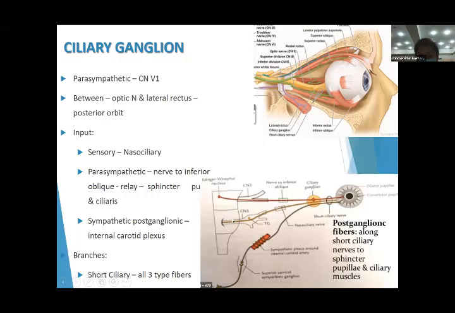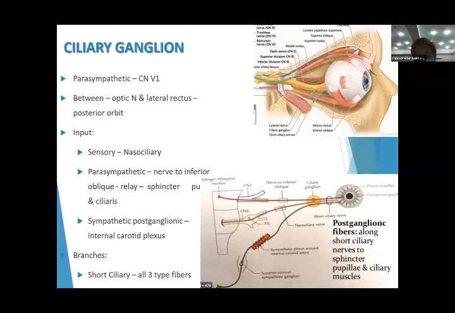Then come your sensory fibers. Sensory fibers pass through the ophthalmic division of the trigeminal nerve, and travel in its nasociliary branch. So from the ophthalmic division they come into the nasociliary, and from the nasociliary they pass through the ganglion. In the ganglion they do not relay, they just pass forward and supply. I have just told you what the supply of the nasociliary is.